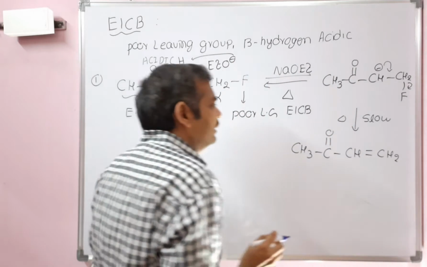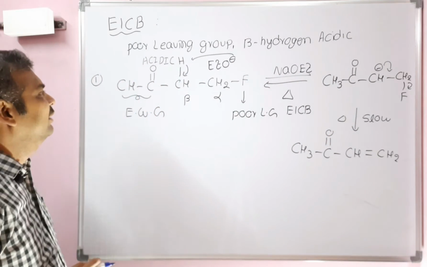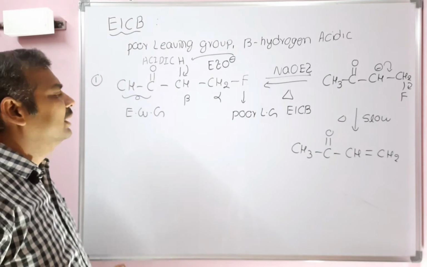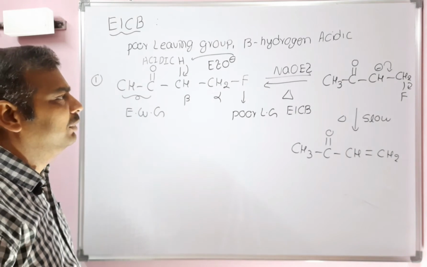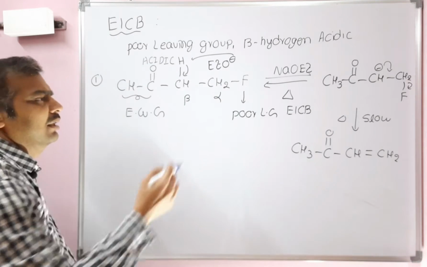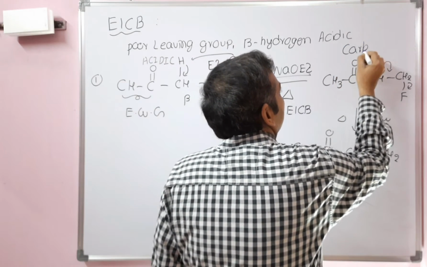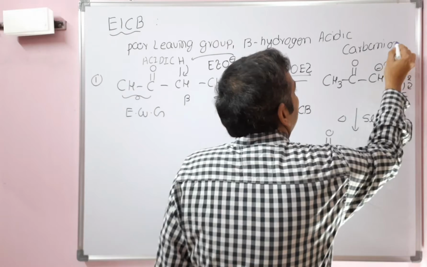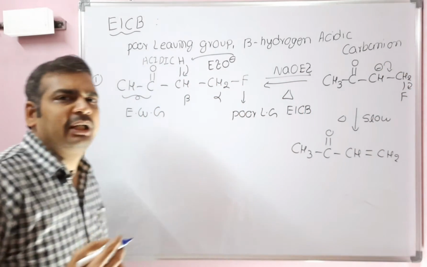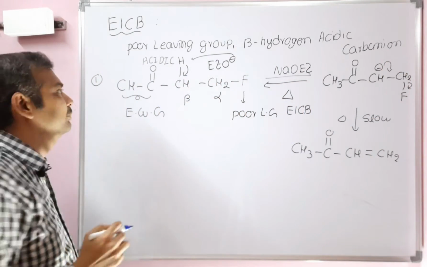3-oxo-1-butene is obtained from 1-fluoro-3-oxo-butane. So this is an example of an E1CB reaction. A carbanion intermediate is formed in the E1CB reaction, and its formation can be checked using a deuterium experiment.